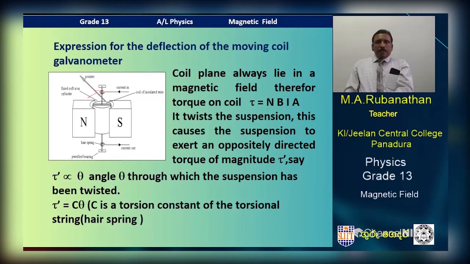For the mirror galvanometer, which is not in our syllabus, the torsion constant depends directly on the suspension wire. Here, in the moving coil galvanometer, the torsion constant C depends on the spring constant. It also depends on the suspension wire, but mostly on the spring.